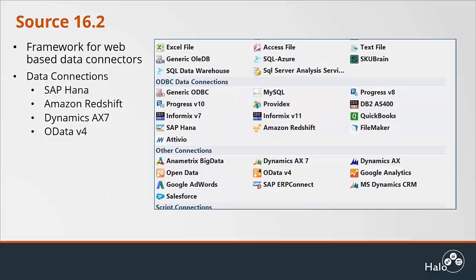In Source 16.2, we focused on the ability to connect to more data sources. We built a framework that will help us connect to more cloud-based ERP and data sources, as well as adding connectors for SAP HANA, Amazon Redshift, Dynamics AX7, and a full list of our connectors can be found here. We are also currently working on more for the next release of Halo, which is 17.1.